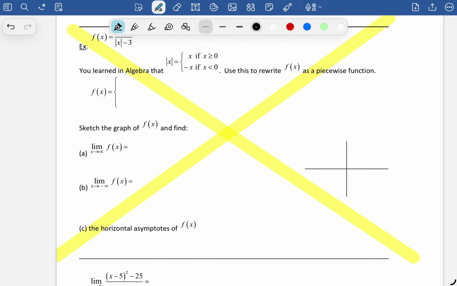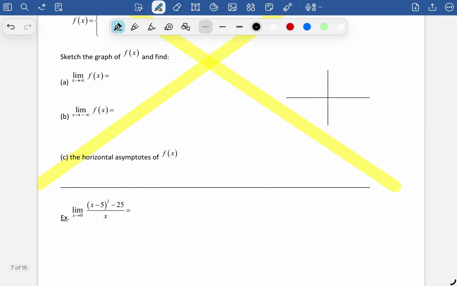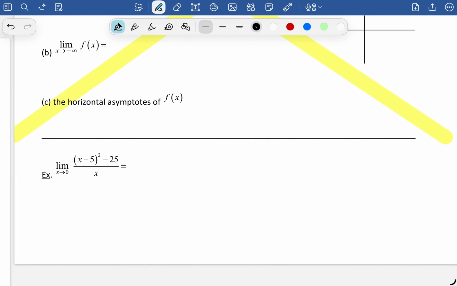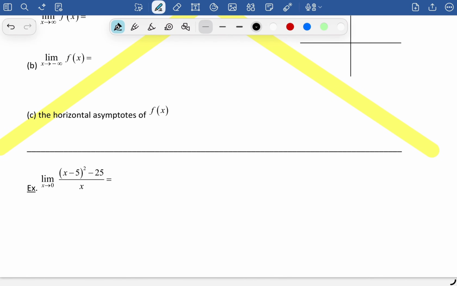Let's move on. We can skip this one. It's pretty repetitive. Let's try this one. These are basically practices of the algebraic techniques of limits. Feel free to pause the video and try on your own.